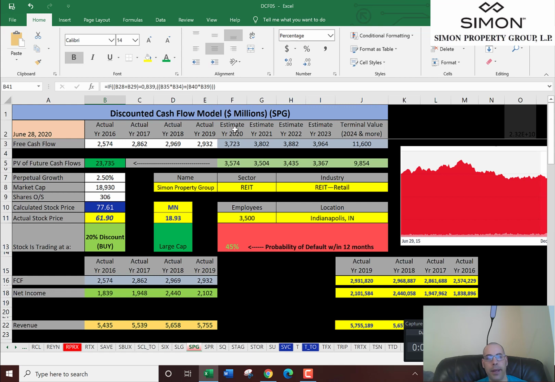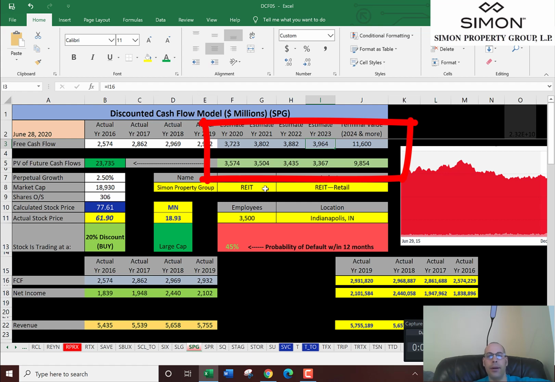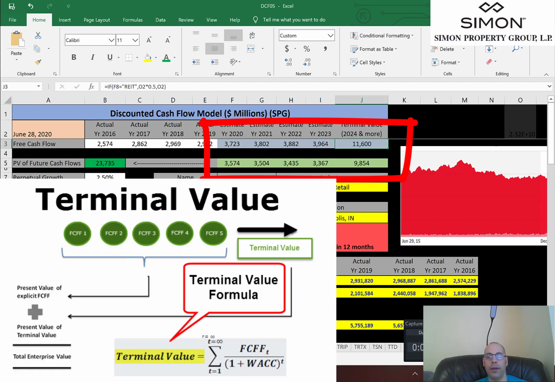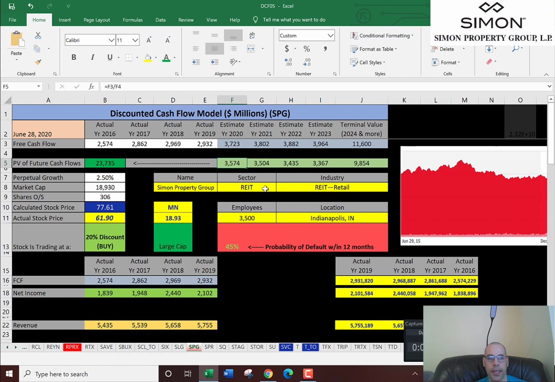So we estimated 4 years of future free cash flows, and we usually don't estimate forever. What we do is a terminal value, which is all years past year 4, and we use the Gordon growth model or dividend discount model to figure that out. We discount all those numbers back to today's value using the weighted average cost of capital, and then we come up with a value of the company of $24 billion.